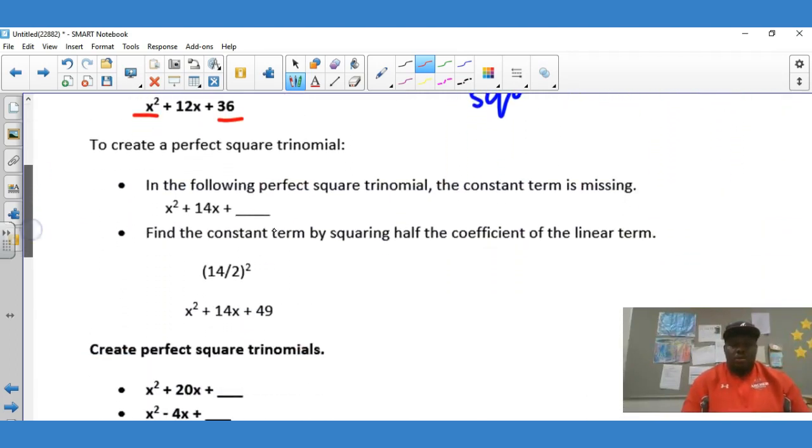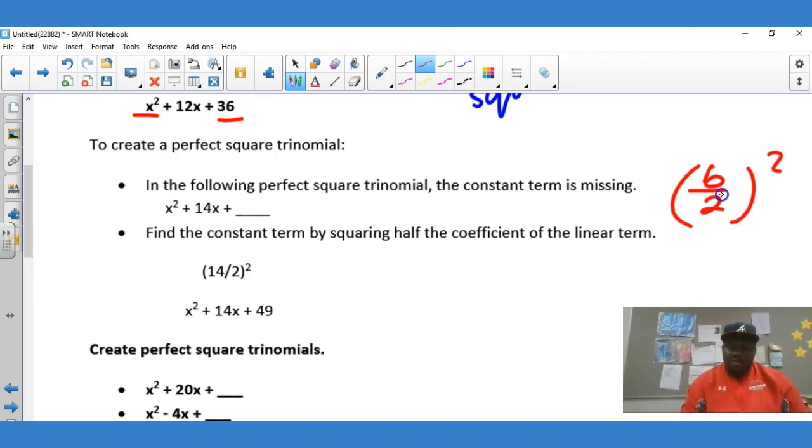To create a perfect square trinomial in the following, the constant term is missing. See, the constant is missing. So what you use to find the constant is this expression, b divided by 2, squared. Or formula, as you guys like to call it, b divided by 2, squared.